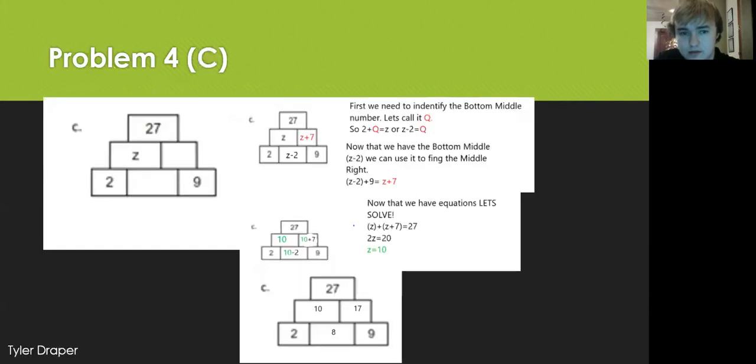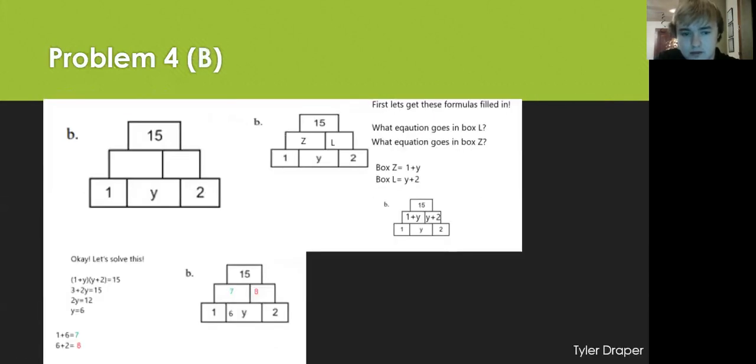And we see that y equals 6, and of course our 2 that was given, and then y plus 1, so 6 plus 1 equals 7, y plus 2, so 6 plus 2 equals 8. We have our numbers. Good job.